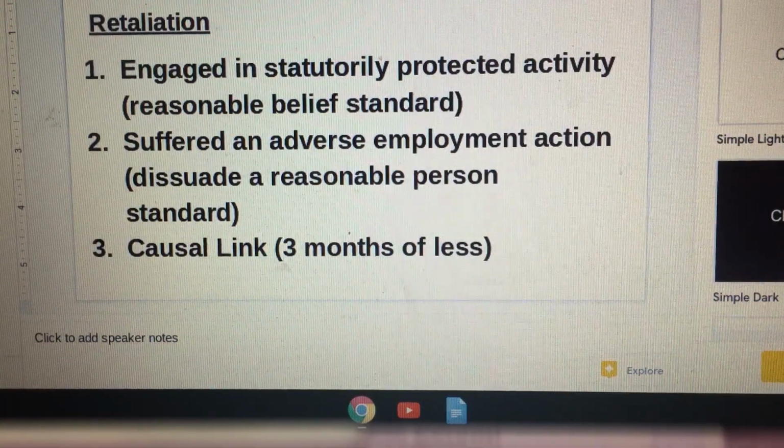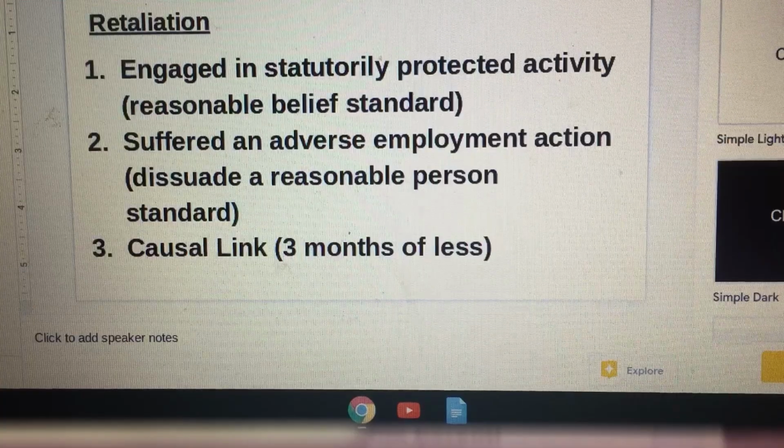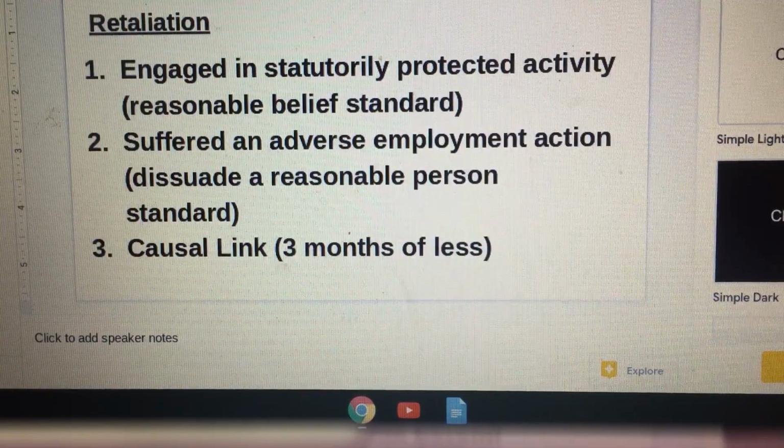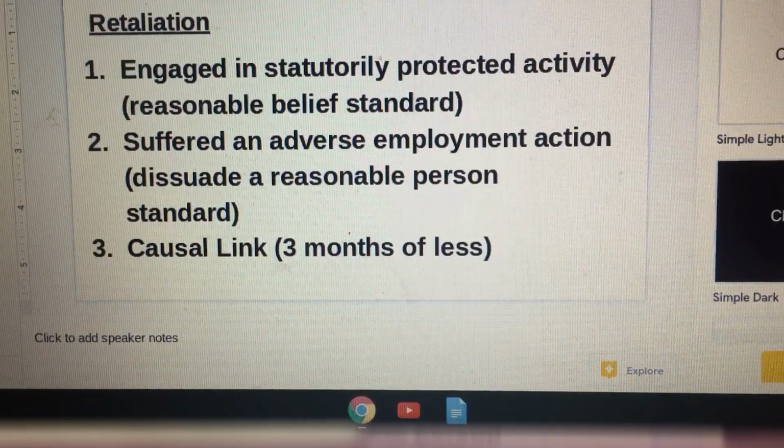Welcome to part 6 of Discrimination Education. We're talking specifically about employment discrimination. That's discrimination in the workplace.